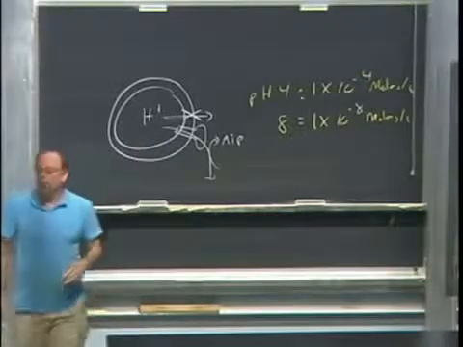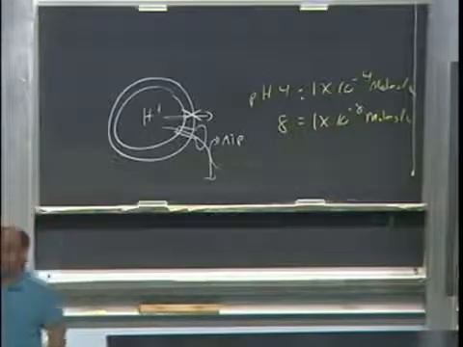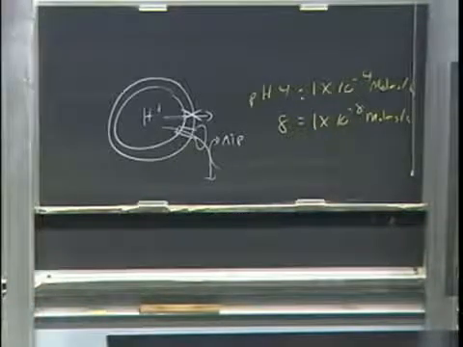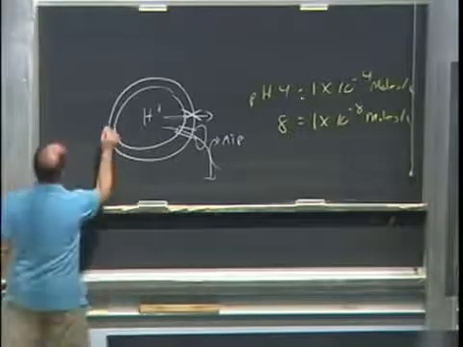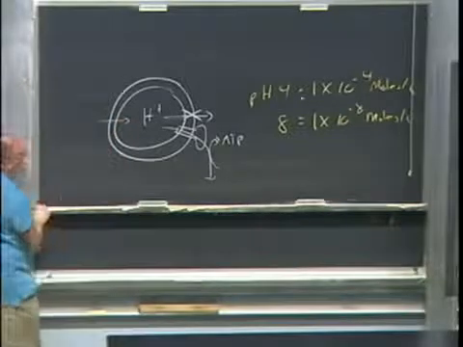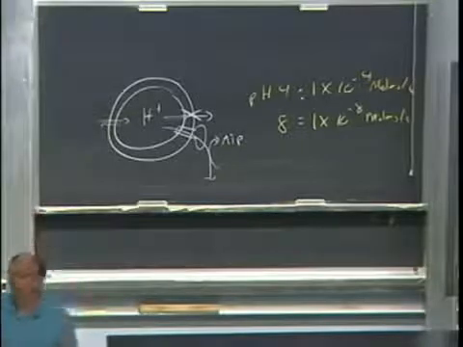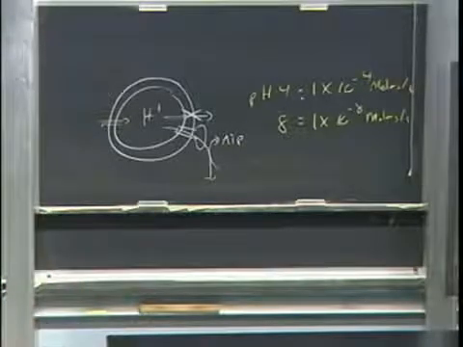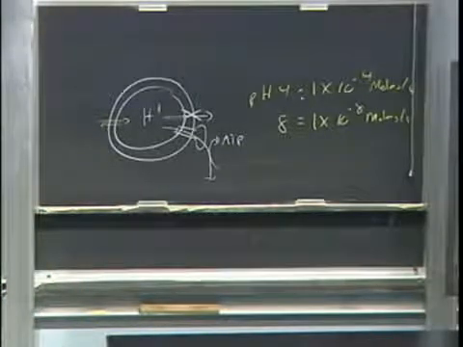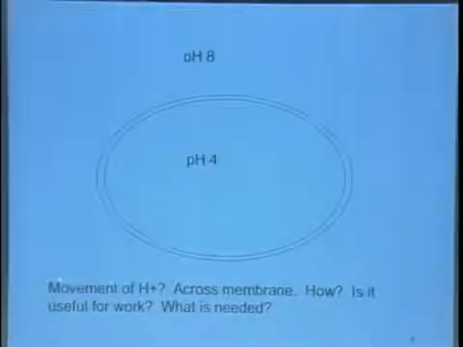What really is contributing tonicity are all those other ions, okay? But in truth, yes, you could potentially have to worry about water moving in a little bit more than out, but it's not a significant factor, okay? So here, moving of protons is not across the membrane. It has to be facilitated. How? In this case, ATP synthase. You can use it for work, and you need that ability to capture that.